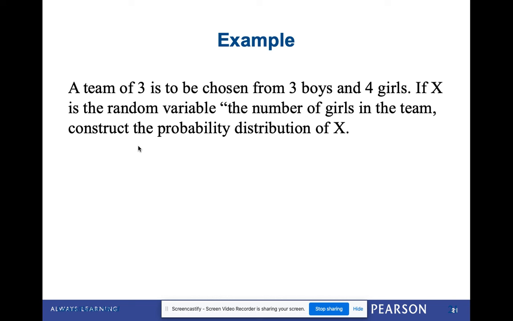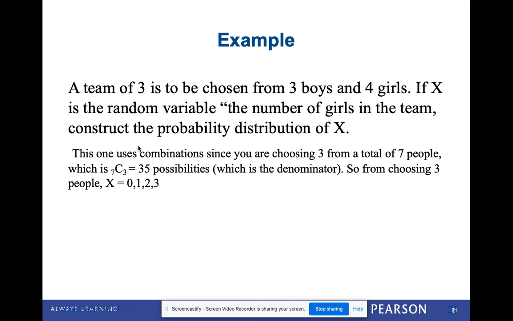3. Okay? So this one uses combinations because you're picking 3 from a total of what? 7. 3 boys and 4 girls. So the general count, the number of possibilities, is 35. So that's going to be in the denominator. So you're going to be choosing 3 people. But your x starts from the number of girls. Could be 0 girls, 1 girl, 2 girls, or 3 girls.